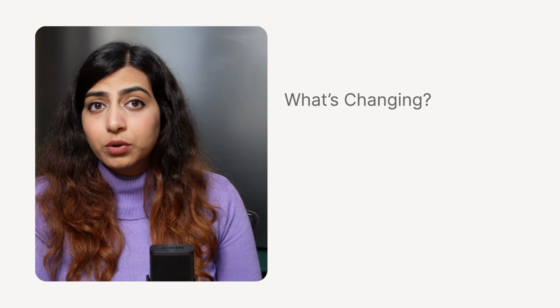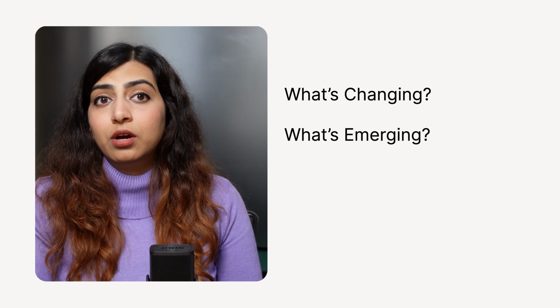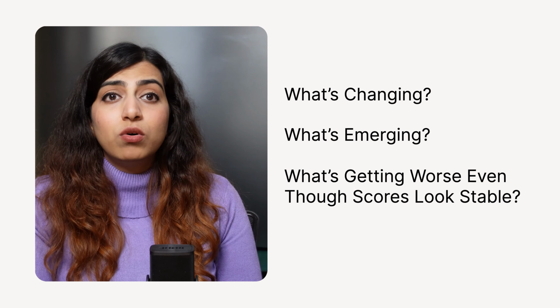Another big unlock is looking at trends, not snapshots. Anyone can glance at a weekly summary and say, oh, that's interesting. But AI text analysis becomes powerful when you ask what's changing, what's emerging, what's getting worse, even though scores look stable. This is how teams catch churn risks early before customers actually leave. And this is something humans are terrible at doing manually, but AI does extremely well.